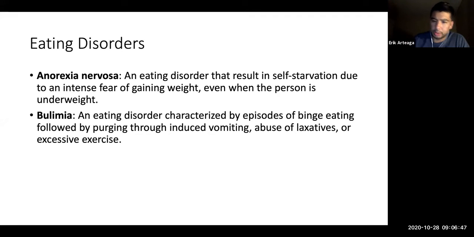Bulimia, so this is an eating disorder characterized by episodes of binge eating, followed by purging through induced vomiting, abuse of laxatives, or excessive exercise. And again, with these individuals, you typically see increased body hair due to the loss of fat on their external skin. So with both bulimia and anorexia, you'll typically see the increase in body hair, bad breath, maybe even sometimes poor dental hygiene. Again, with bulimia, having your teeth exposed to that acid, it's not good.